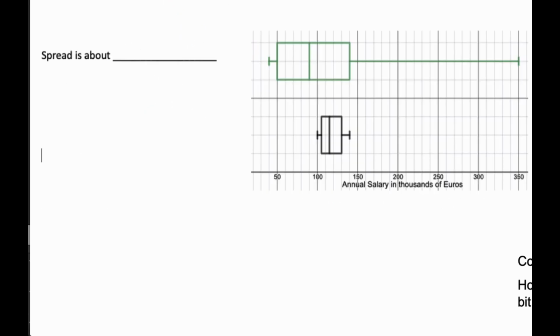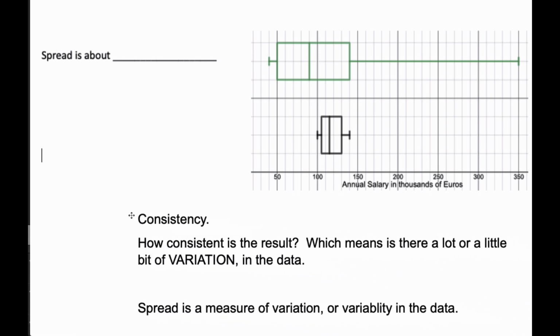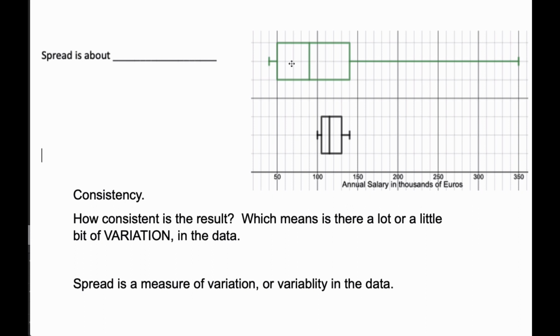And so spread, what the spread is, it's really about consistency. How consistent are your data values? Are they relatively all the same? How consistent is there, which means is there a lot or a little bit of variation in the data? So when you go out and you get data on the same thing, do you expect to get exactly the same value? Is there a lot of variation? Is there variability in the data?